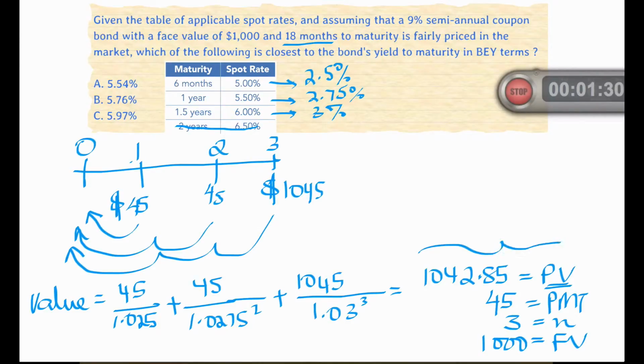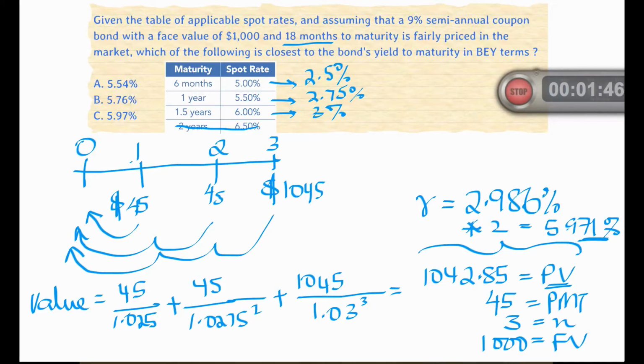So we feed these values into our calculator and we get R, which is the yield to maturity on the bond, that is the single discount rate, as 2.986%. And for a bond equivalent basis answer, we multiply that by 2 and pick C as the correct answer.